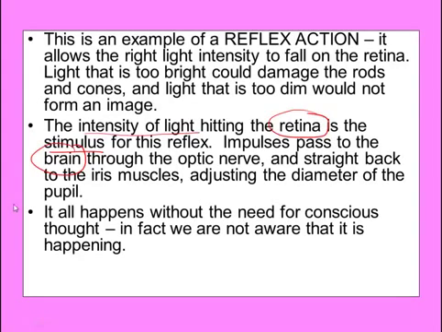Now, it's a reflex because it is still not a conscious action and happens automatically. Then electrical impulses are sent back from the brain via the optic nerve along motor neurons to the iris muscles, and they will then adjust the diameter of the pupil, as we say, without the need for conscious thought.